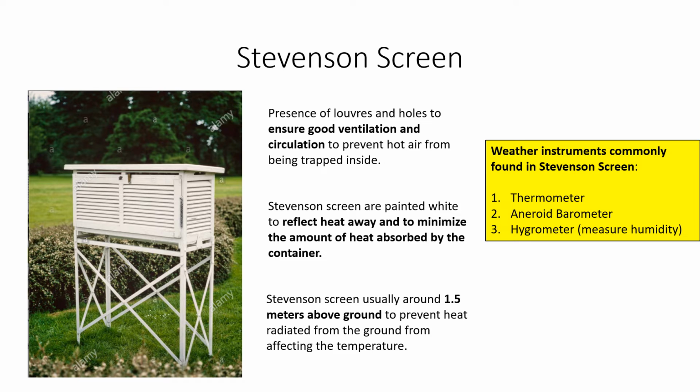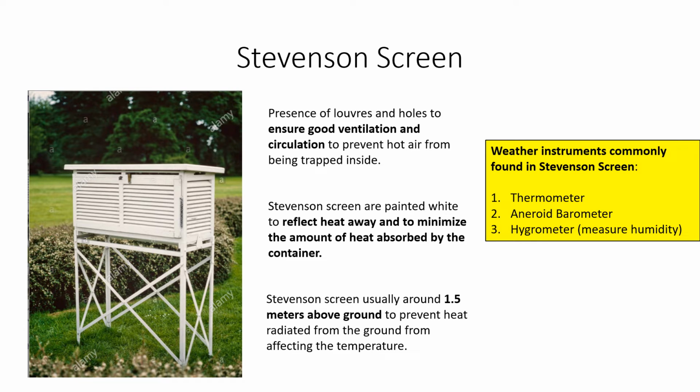So what is a Stevenson screen? A Stevenson screen is a shelter or a container to protect weather instruments from precipitation and direct sunlight, and at the same time to ensure good ventilation. So as you can see from this picture, there are certain key features of the Stevenson screen to ensure that these instruments are protected and allow accurate reading.